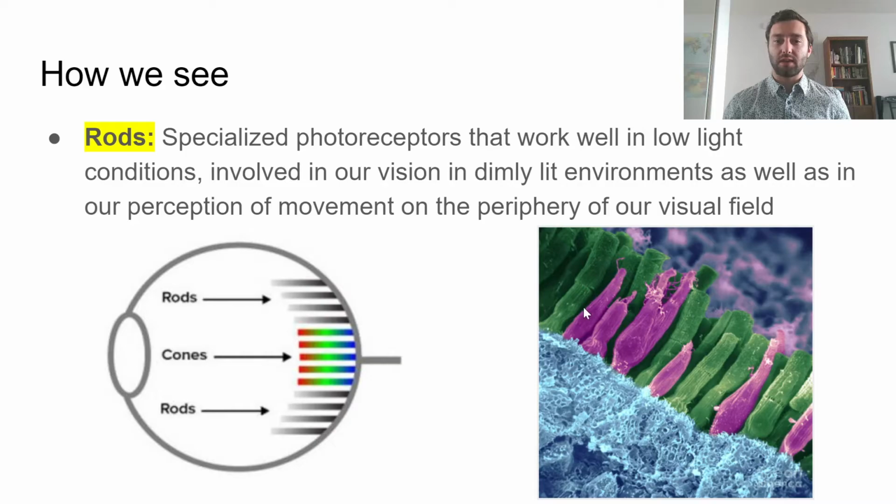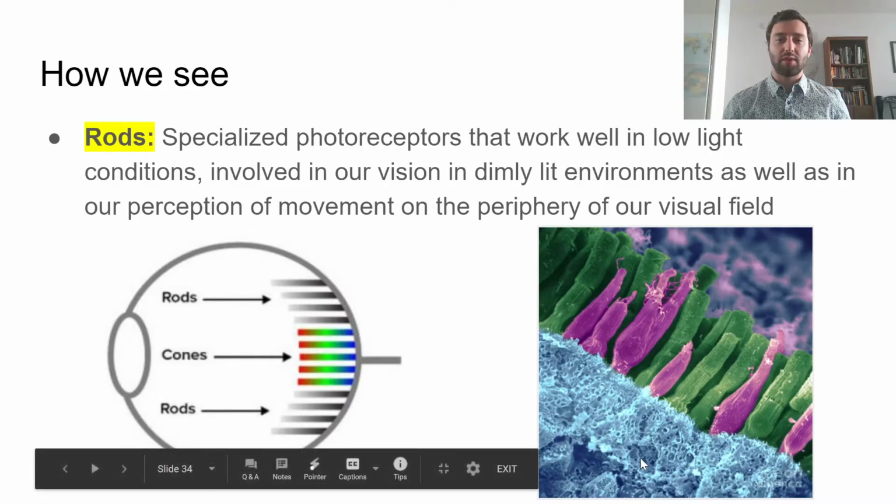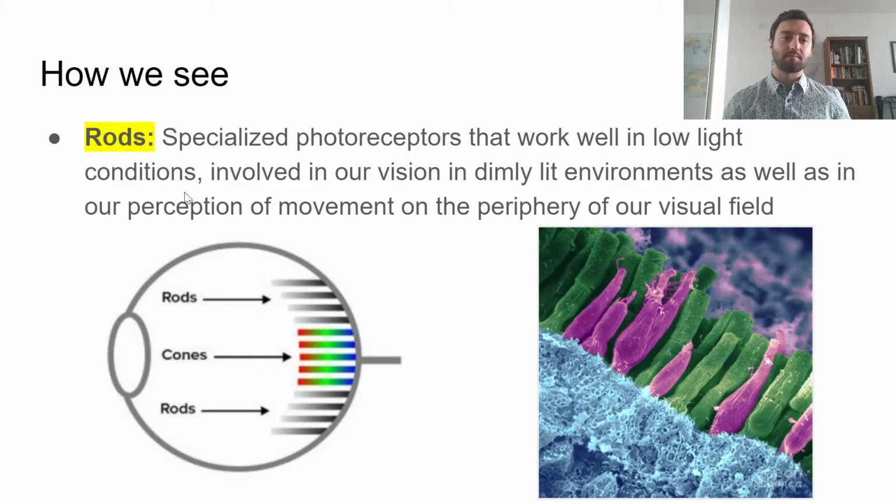And here's an actual image of rods and cones. That's an actual microscopic image. I do believe these are colored. I don't think they're actually these colors in real life. But rods work much better during low light conditions, so obviously they're going to be involved when it's dark out. They're also very good at perceiving movement, specifically in our peripheral vision.